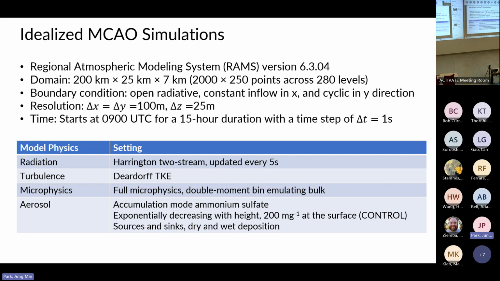And for the aerosols, we selected single mode ammonium sulfate for our simulations due to its widespread presence in the Western North Atlantic and its effectiveness as a cloud condensation nuclei, which can be attributed to its high solubility. And in RAMS, which has prognostic aerosol fields, in the initial conditions, ammonium sulfate concentration is set to be exponentially decreasing with height, 200 at the surface in the control case.